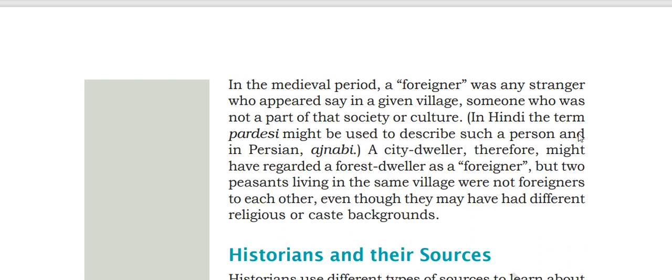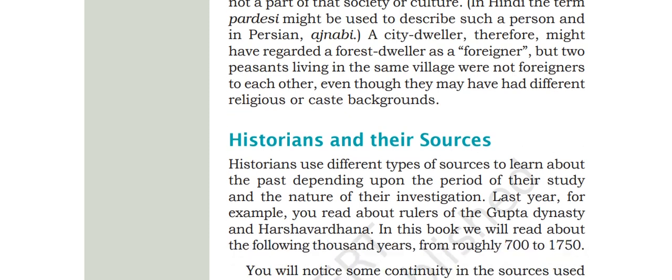In Hindi, the term Pardesi might be used to describe such a person, and in Persian, Ajnabi. A city dweller, therefore, might have regarded a forest dweller as a foreigner, but two peasants living in the same village were not foreigners to each other, even though they may have had different religions or caste backgrounds. Historians and their sources.